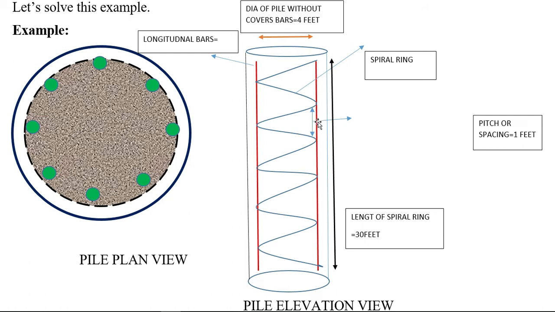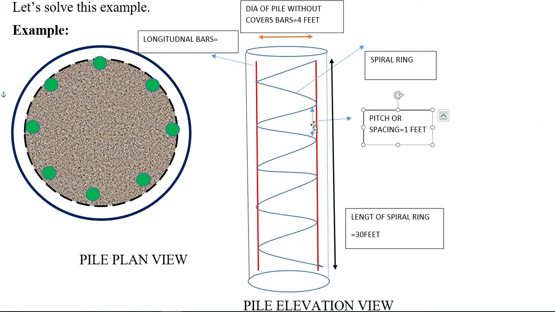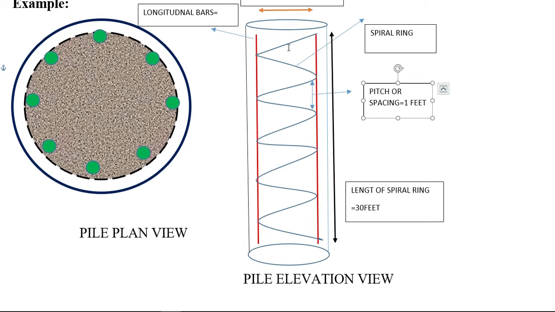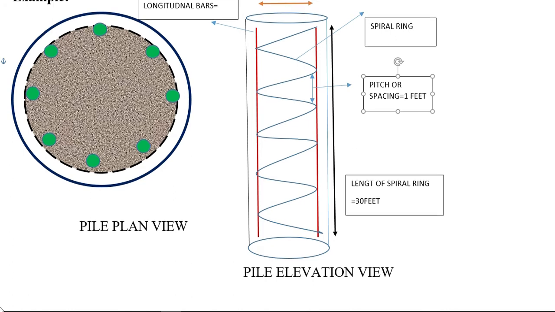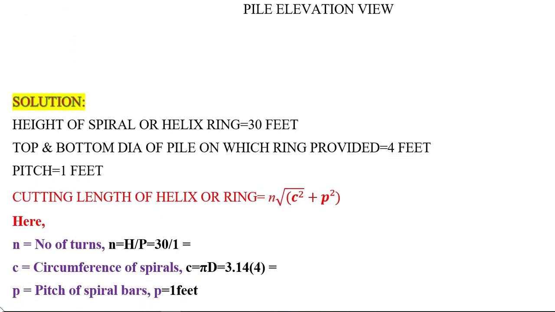And here the pitch value is 1 feet between the spirals of the spiral ring. This is the pitch, which is 1 feet, and this is the total height of the spiral ring without the concrete covers. It is 30 feet total height. Let's calculate the cutting length of this spiral. Let's solve this example now.